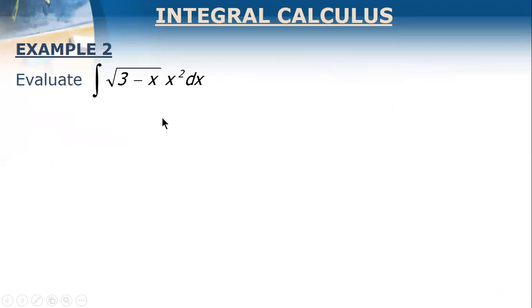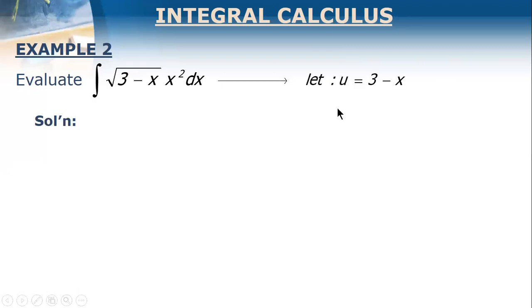Okay. Sample number 2. Evaluate the integral of square root of 3 minus x times x squared dx. So if you encounter this type of problem, sometimes it's normal to make the radicand your u. 3 minus x to be replaced by u so that you have square root of u, or if you want to convert it to exponential form, you have u raised to 1 half. So let's try now.